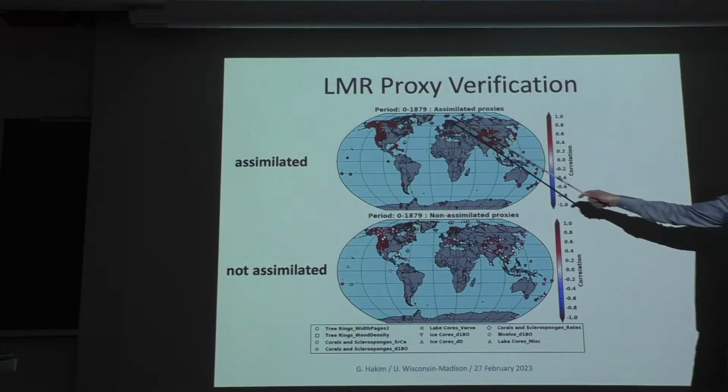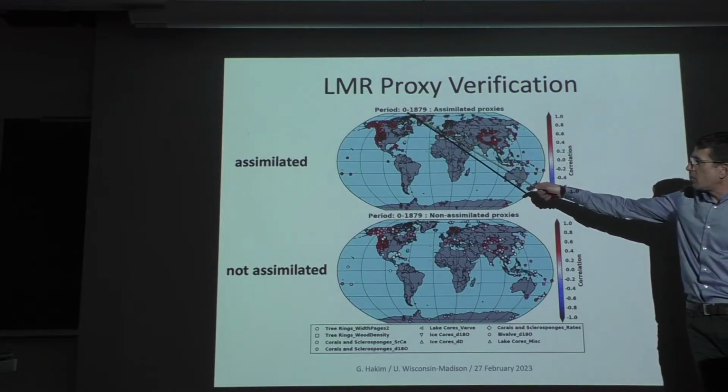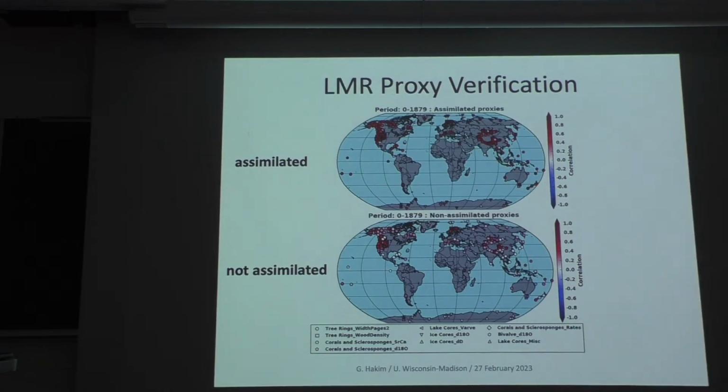That's shown here. So this is an evaluation over the period from 0 to 1879. Top, this is the proxies that were assimilated. Bottom are the ones that were not assimilated. Sorry, Greg, can I ask a question first? Yeah.